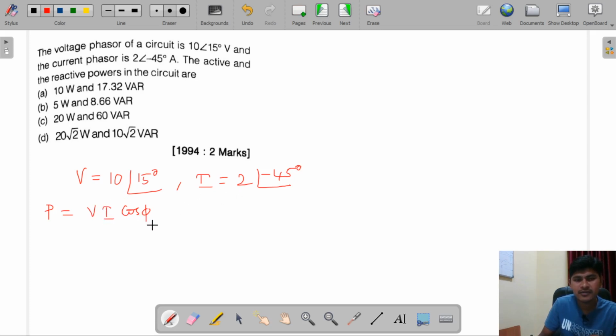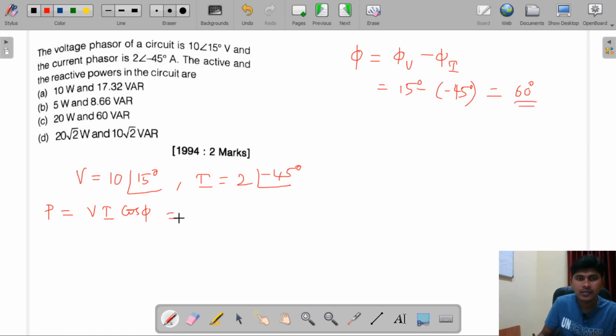What about this phase angle? Let us find this phase angle in order to find this true power. Phase angle phi is the angle between voltage and current, so phi V minus phi I. Phi V is the angle made by voltage, phi I is the angle made by current. Phi V is 15 minus the angle made by current, that is minus 45 degrees. Then 15 degrees minus of minus 45 degrees, you are going to get 60 degrees.